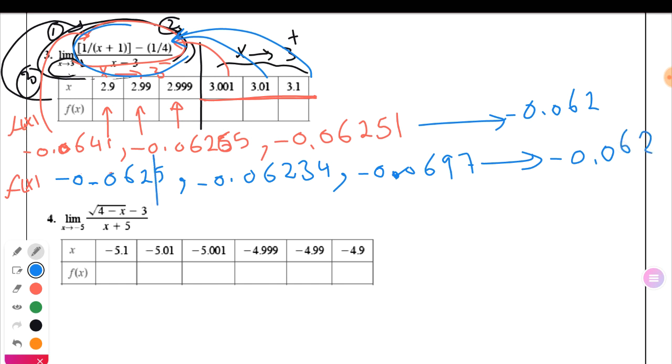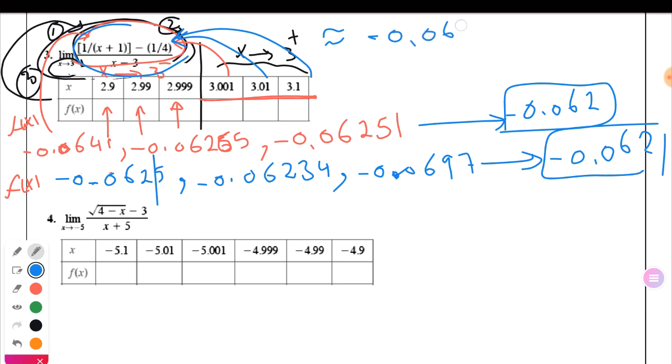0.062. So since the function f(x) approaches the same value as x approaches 3 from the left or from the right, in this case the limit will be the same. Since they approach the same values, the limit exists, and it will be what? What is the value of the limit? Negative 0.062. Understand or not? I think it's so easy.